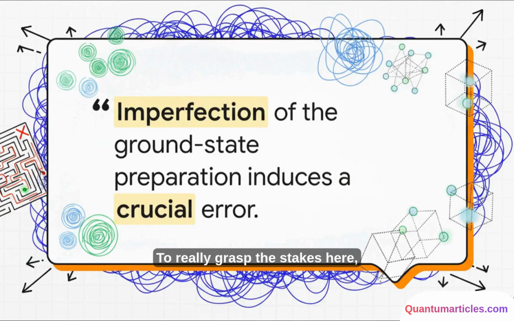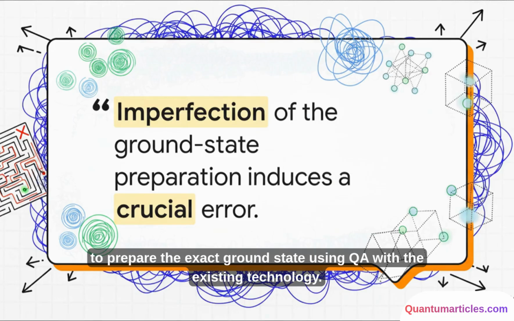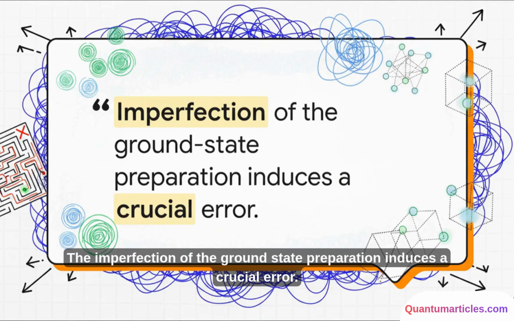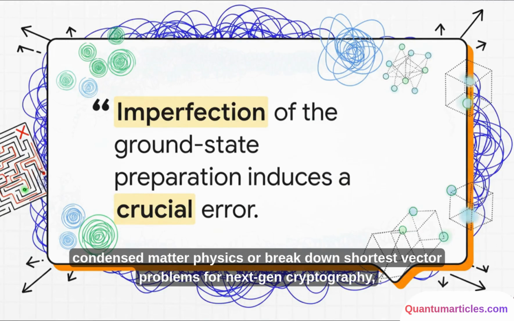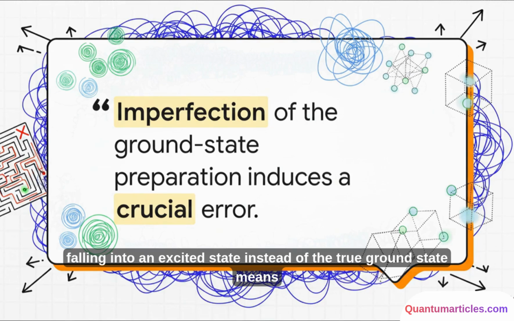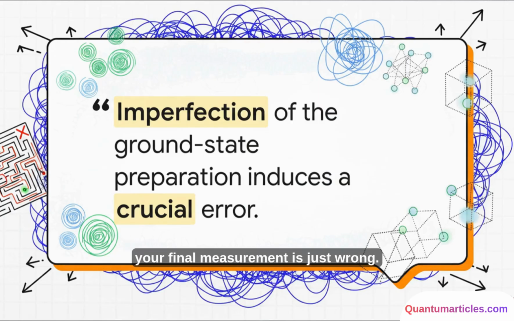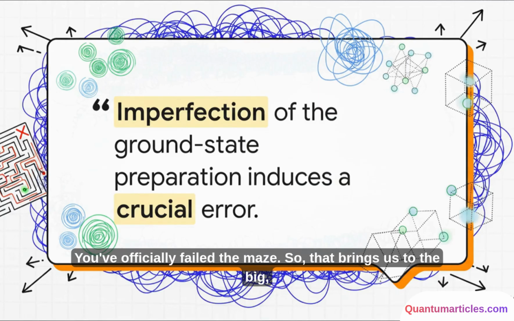To really grasp the stakes here, the researchers laid it out perfectly in their paper. They say it is difficult to prepare the exact ground state using QA with the existing technology. The imperfection of the ground state preparation induces a crucial error. And look, this isn't just some tiny negligible rounding error. If you're trying to simulate incredibly complex condensed matter physics or break down shortest vector problems for next-gen cryptography, falling into an excited state instead of the true ground state means your final measurement is just wrong. You've officially failed the maze.